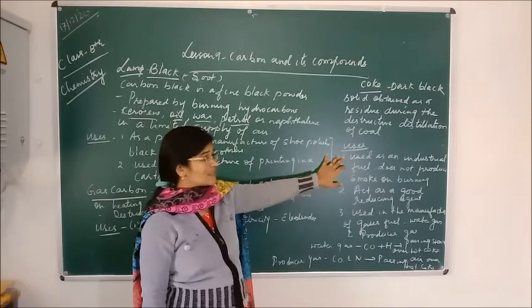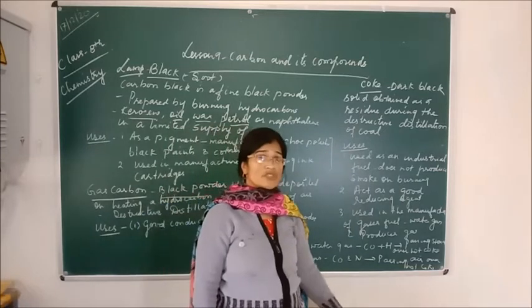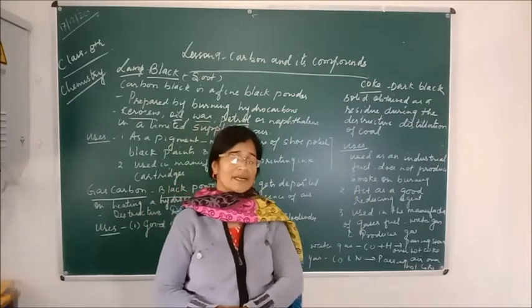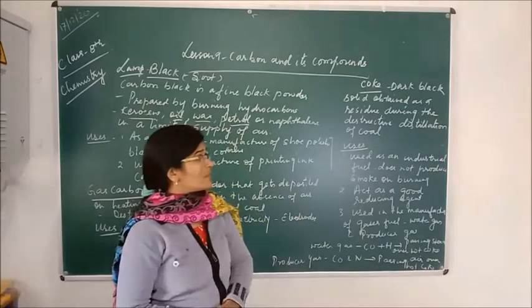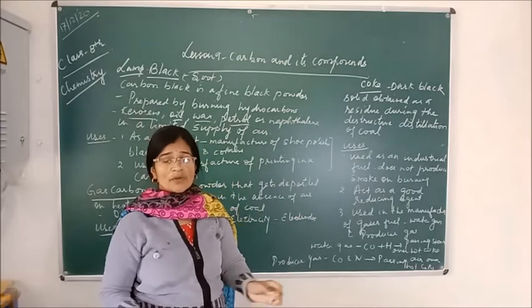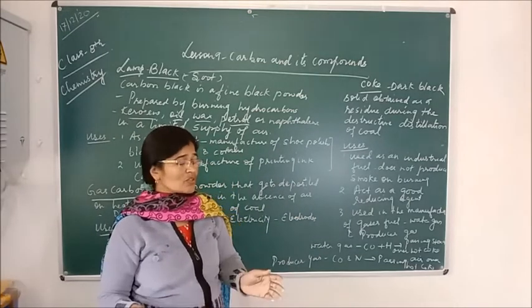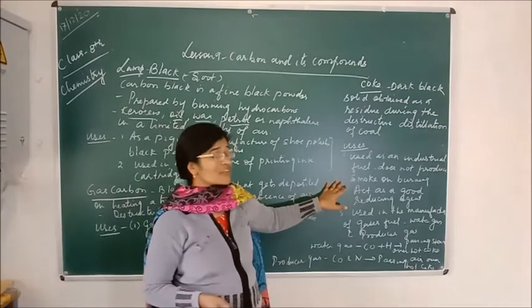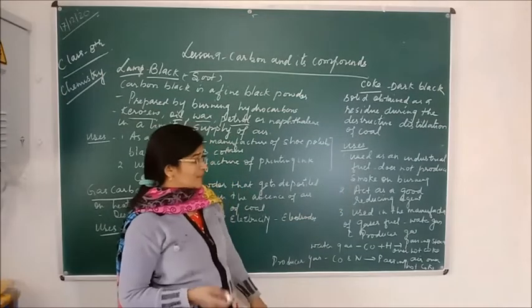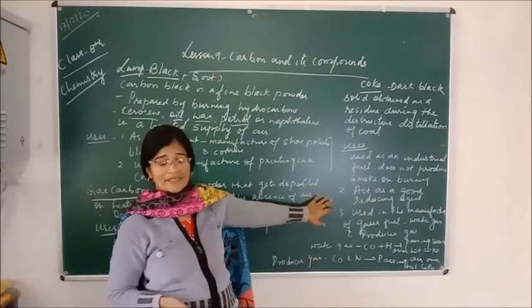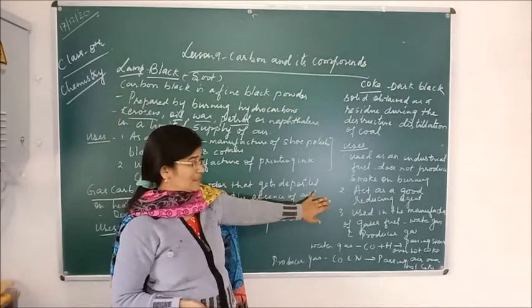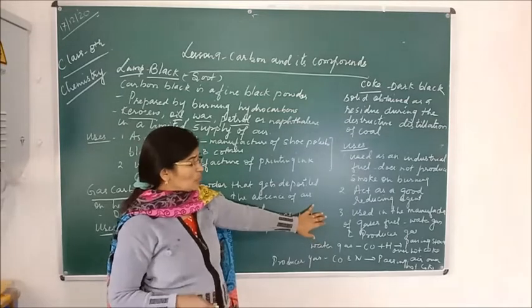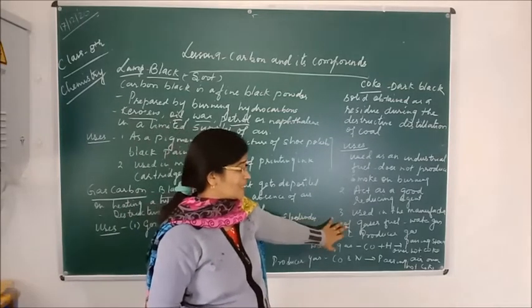Now the uses of coke. It is mainly used as an industrial fuel, because it does not produce any smoke on heating. Whenever we burn coke, it does not produce smoke, which means it does not cause pollution. Second, it acts as a good reducing agent in factories. And third, it is used in the manufacture of gaseous fuel.